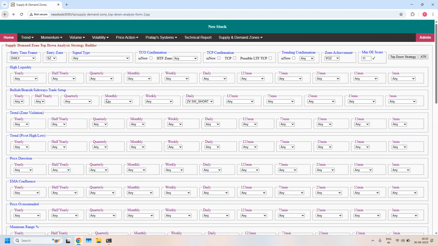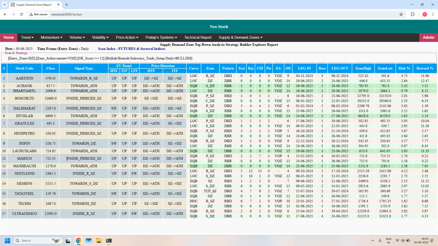Okay, next, bullish trade setup for monthly income trade. Changes are daily demand zone and also here bullish. And the minimum odd enhanced score should be 12. We got 17 stocks supporting bullish trade setup for monthly income trade. And entry time frame zones are daily demand zones. So total we got 17 daily demand zones. Bullish trade setup for monthly income trade.